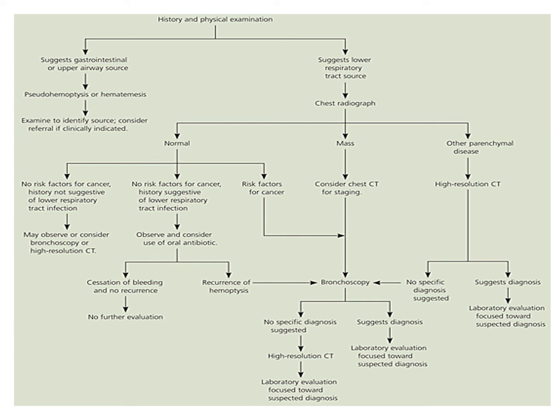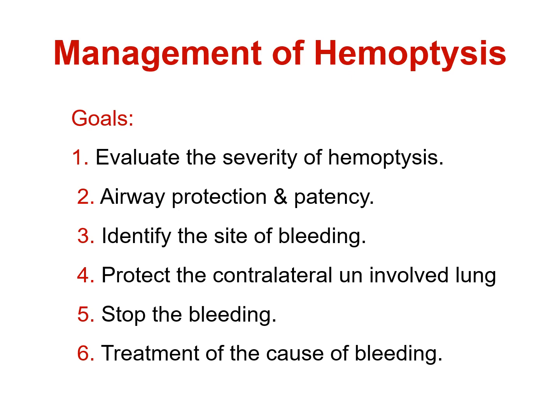If the chest x-ray has a mass, consider CT chest for staging, then fiber optic bronchoscopy. If other parenchymal diseases are present in the chest x-ray, high resolution CT may be done for this patient. If the high resolution CT suggests no specific diagnosis, please do fiber optic bronchoscopy. But if a diagnosis is suggested, do laboratory evaluation focused towards the suspected diagnosis. This is the algorithm for non-massive hemoptysis, not pulmonary embolism, I'm sorry.